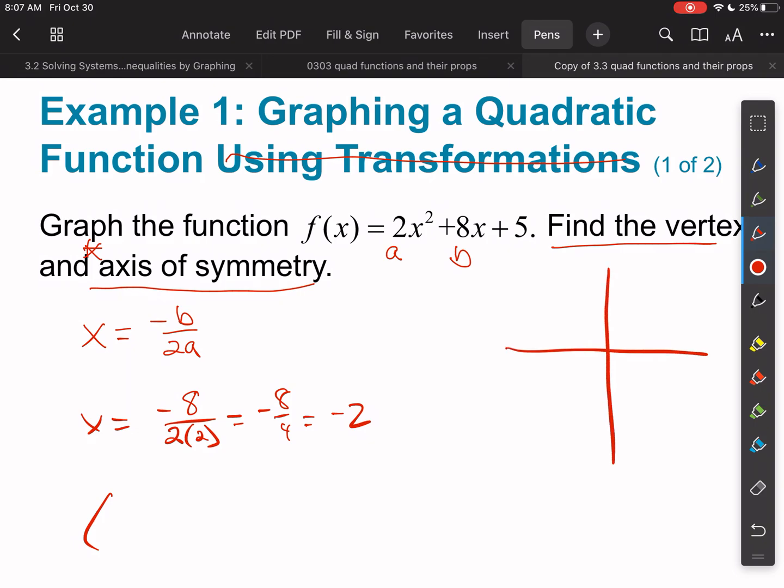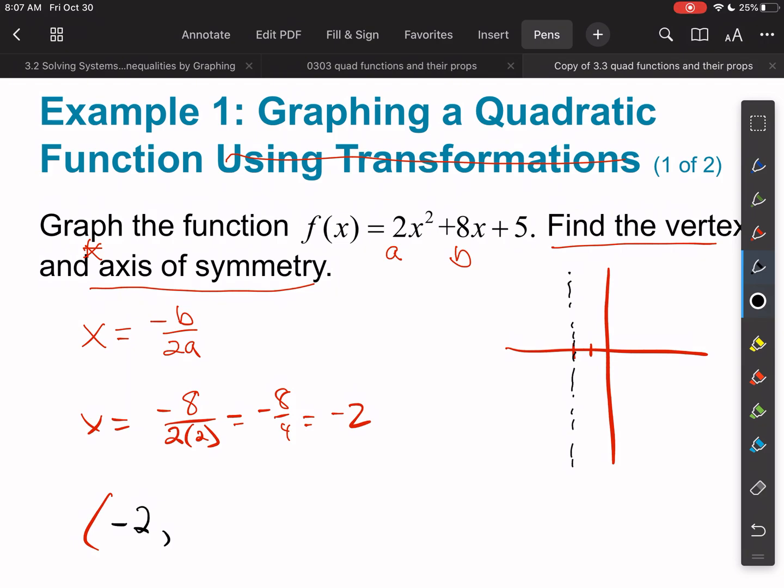All right, so I know that the x value of my axis of symmetry is equal to negative 2. So just so that we get a clear picture of what's going on. If my axis of symmetry is here at negative 2, that means that the parabola is going to be the same on either side of that line. That also means that the x value of my vertex, because the vertex can be anywhere on this line, right, is going to also be negative 2.